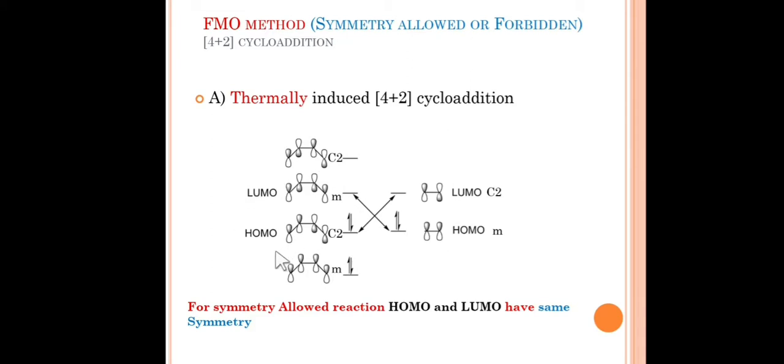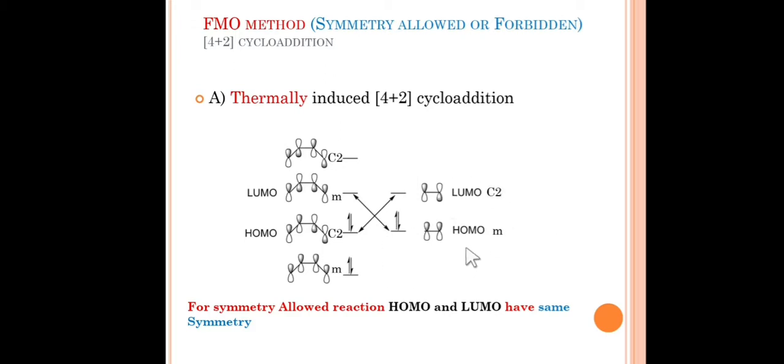So let's join HOMO of one molecule to the LUMO of other molecule. In first case we will take the HOMO of diene and let's join it with the LUMO of dienophile. So we are joining here. You can see that the symmetry of HOMO is matching with symmetry of LUMO. That means it is a symmetry allowed transformation or reaction.